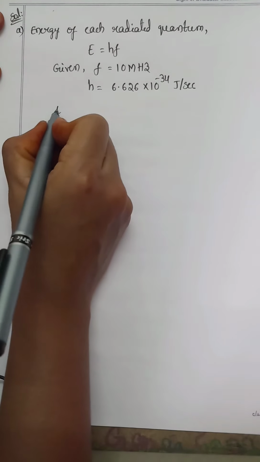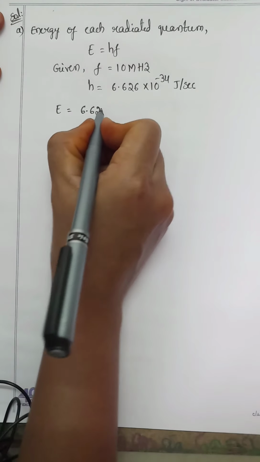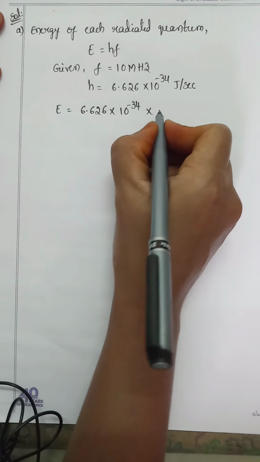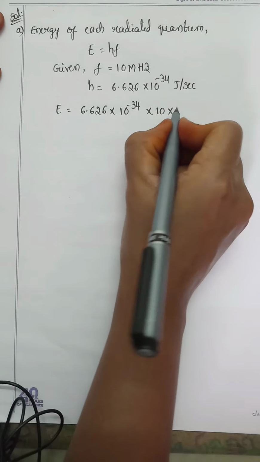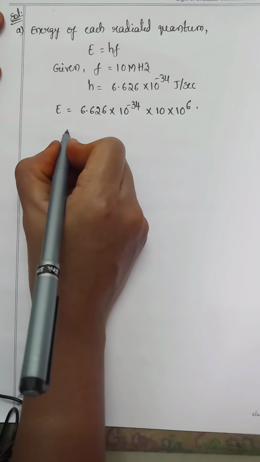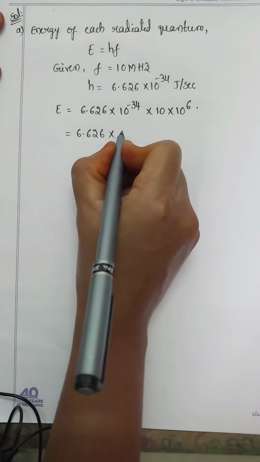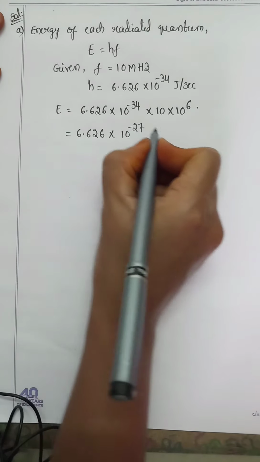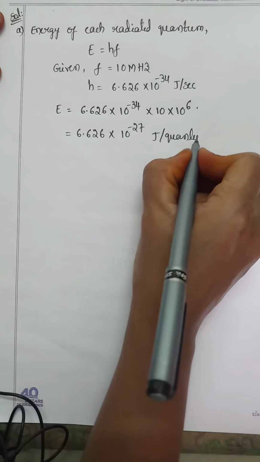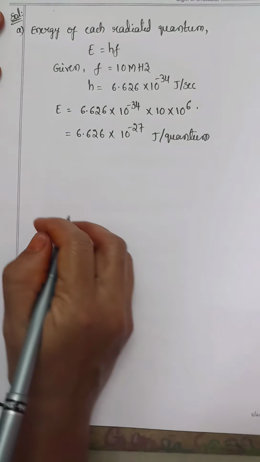So if we substitute this, we get E is equal to 6.626 into 10 to the power of minus 34 into f, which is 10 megahertz. Mega means 10 to the power of 6 hertz. So we get 6.626 into 10 to the power of minus 27 joules per quantum. This is the energy in terms of joules per quantum.